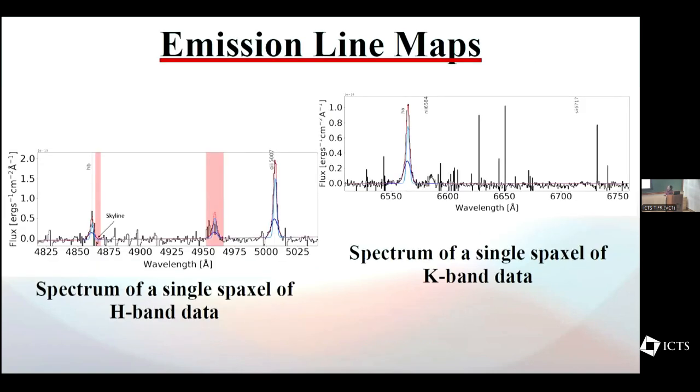Okay, so we didn't stop there. We then tried to get the emission line maps, and for that we used IFU fit code, which is basically a Python-based code which fits all the lines simultaneously, and it also takes the Gaussian kernel we have used, one pixel for this code. I'm showing the H beta and the H band and the K band.